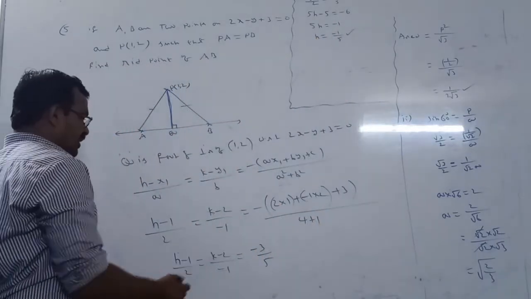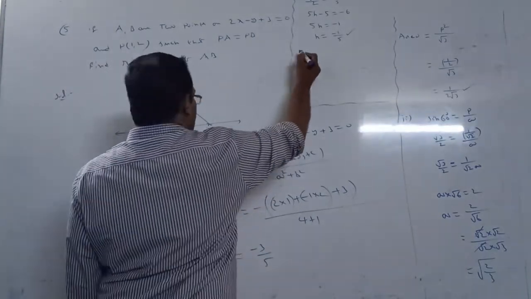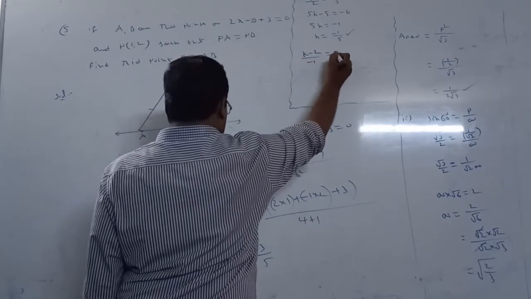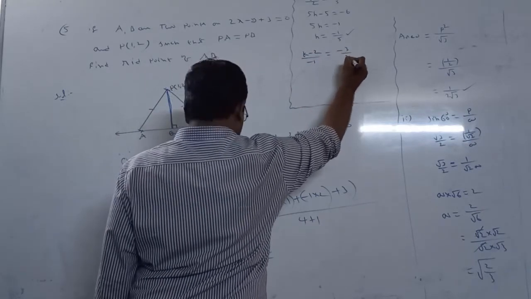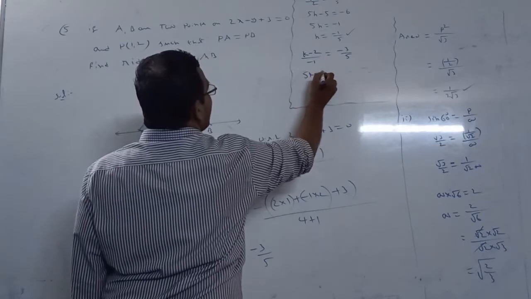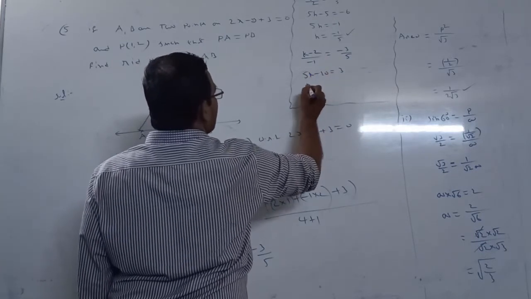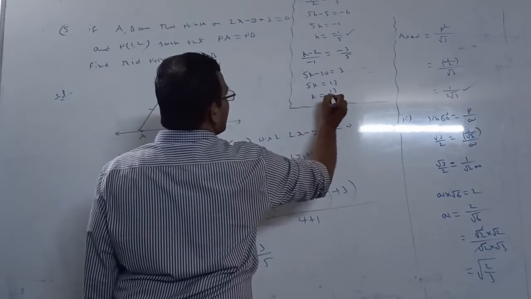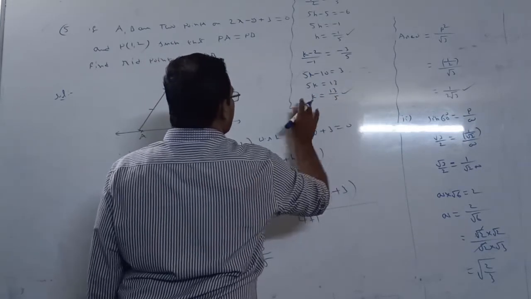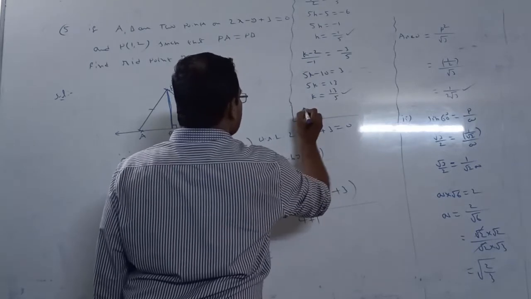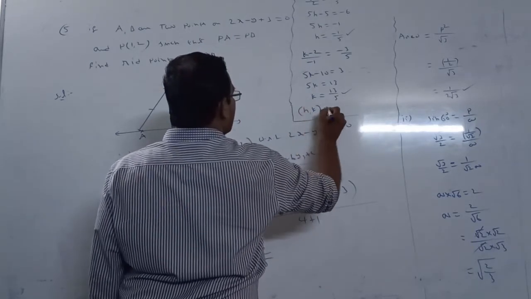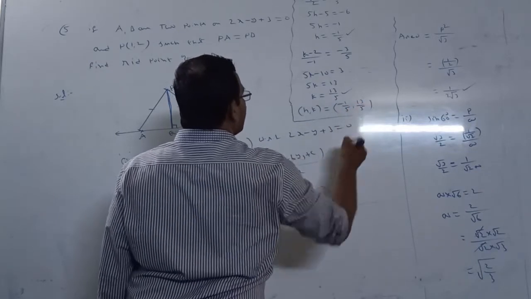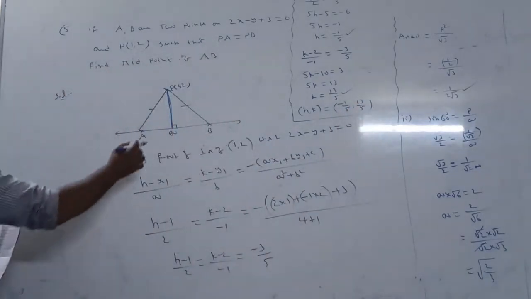Next equation, equating 2 and 3. K minus 2 by minus 1 equal to minus 3 by 5. So 5k minus 10 equal to plus 3. 5k equal to 13. K equal to 13 by 5. So the midpoint is Q, that is minus 1 by 5 comma 13 by 5. This one is Q.